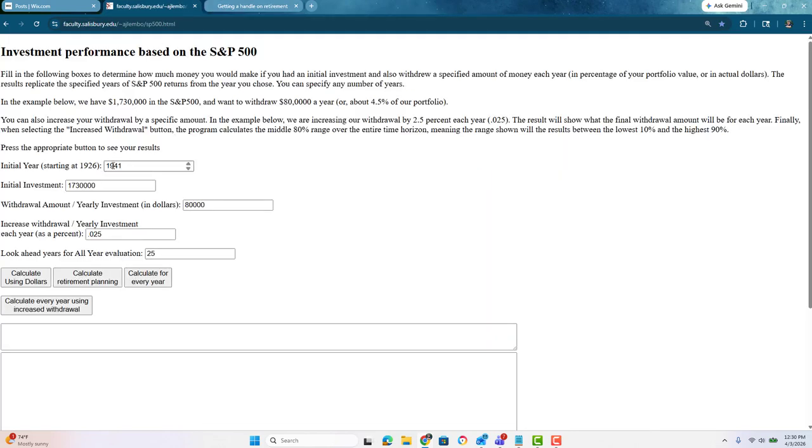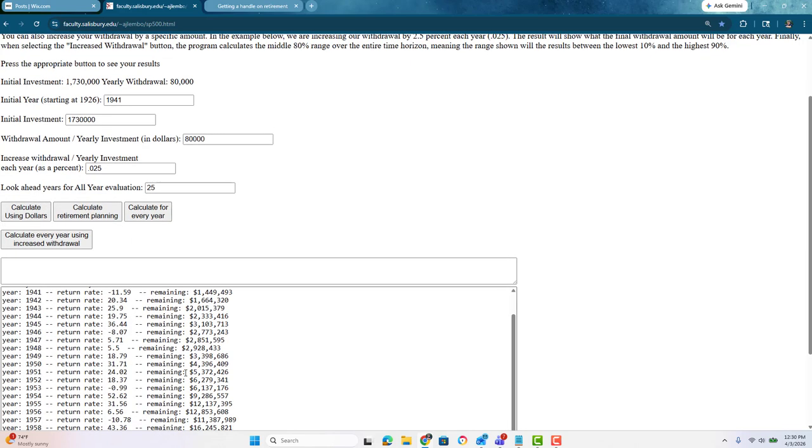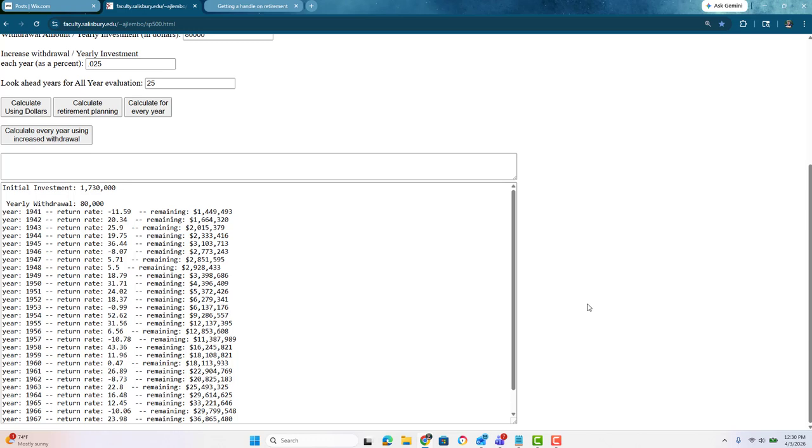So this allowed me to initially take a starting year, 1941, and let's say you have $1.7 million in your investments and you want to take out $80,000 a year. You can calculate it using dollars. So this is my initial investment of 1.73 million, withdrawing 80,000.